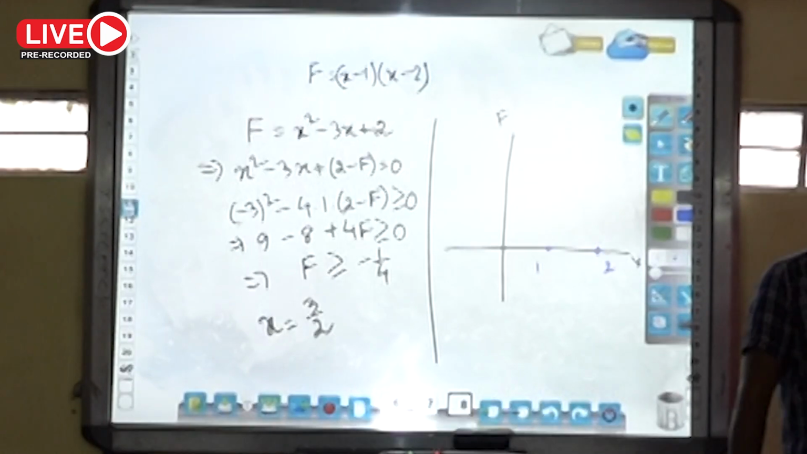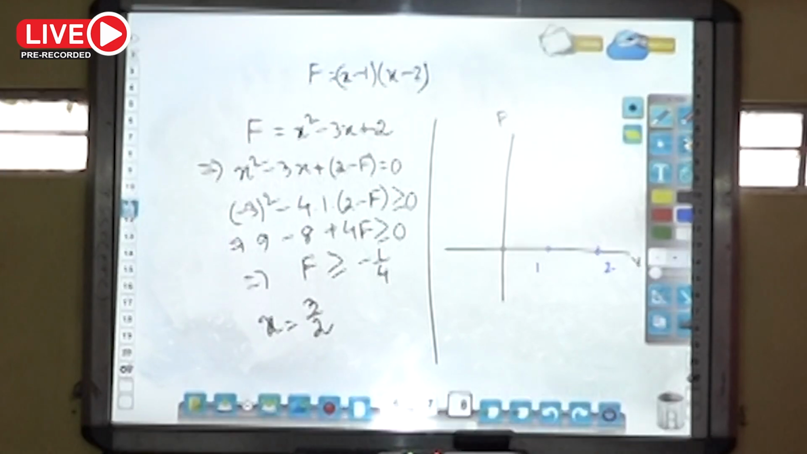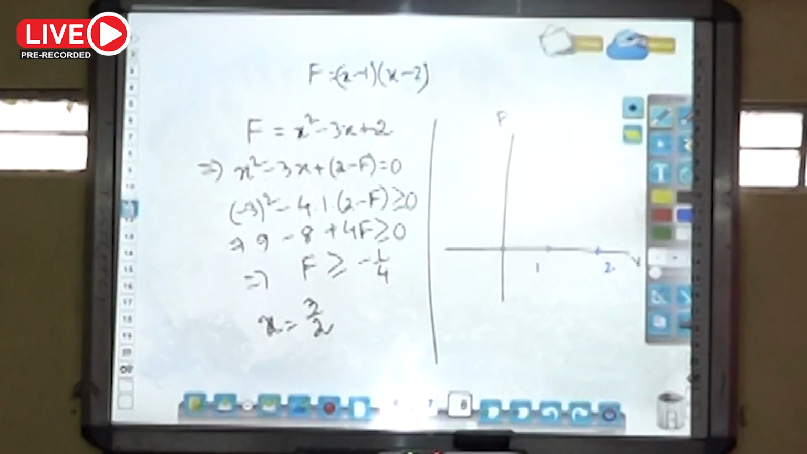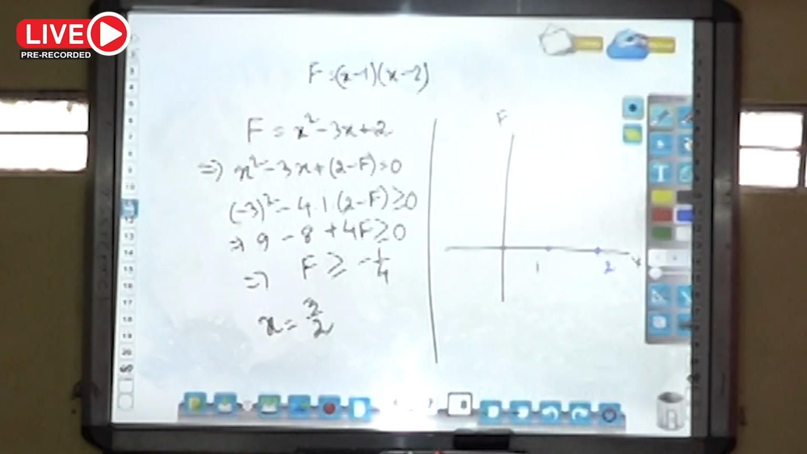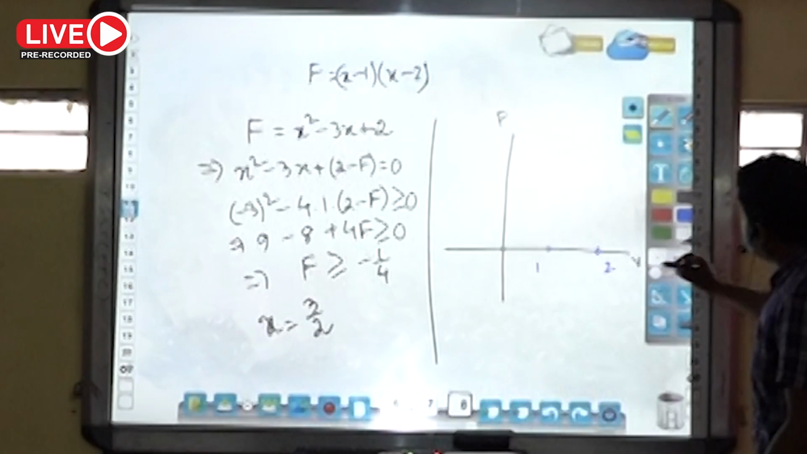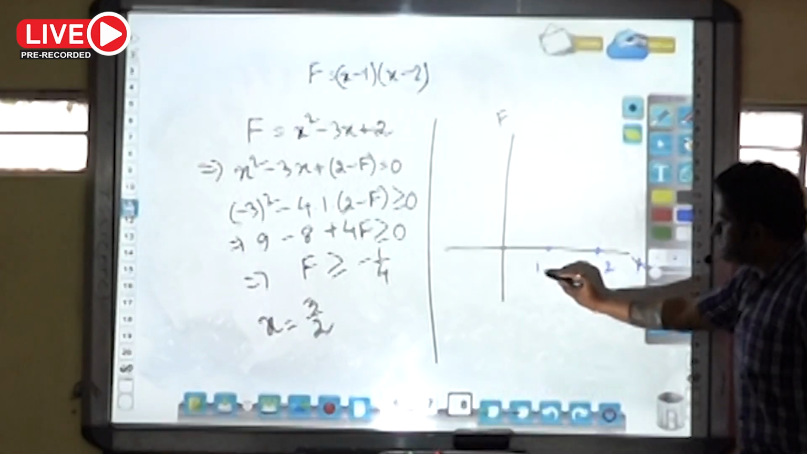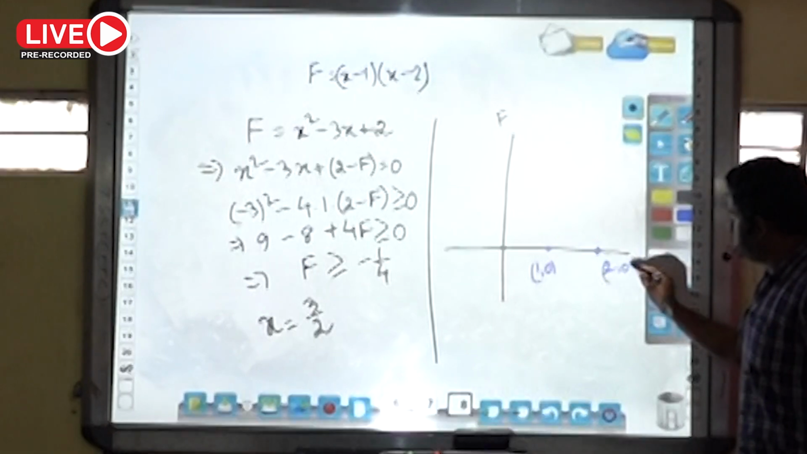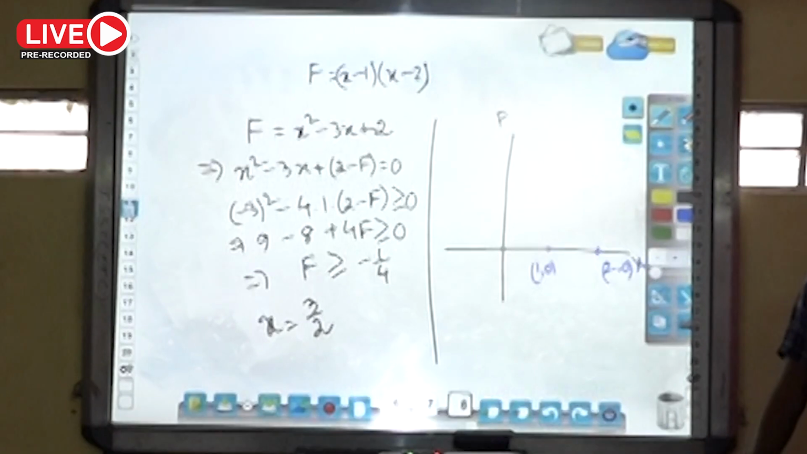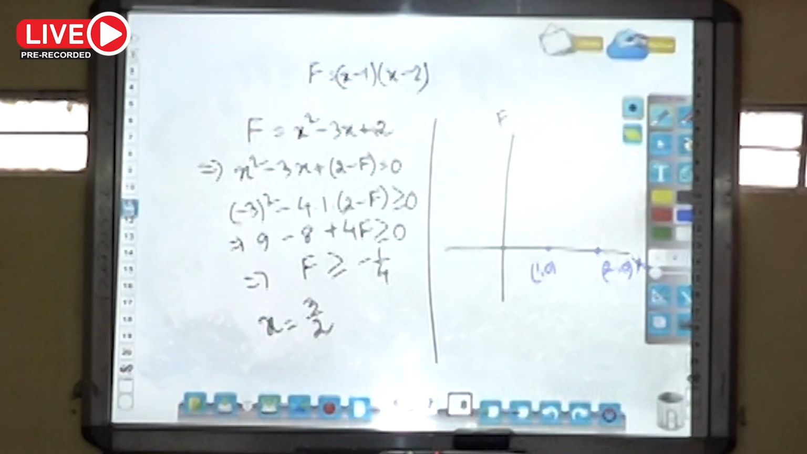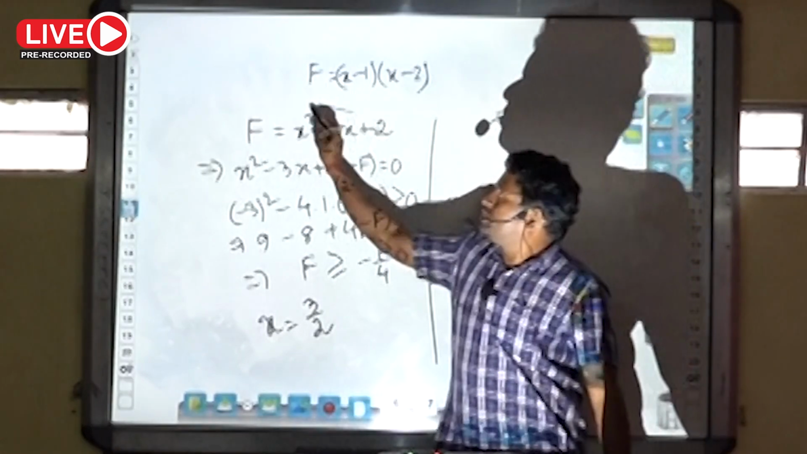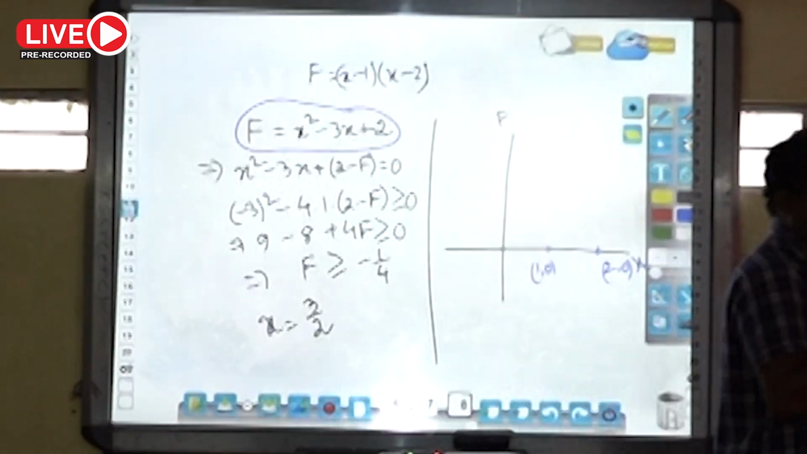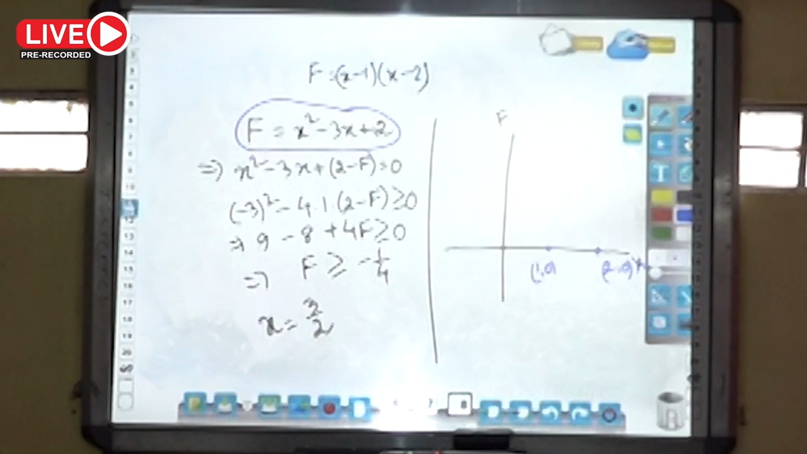This means the graph of f versus x will cut the x-axis at points 1 and 2. So this point's coordinate is (1, 0) and this point's coordinate is (2, 0), because the f value will be 0. Now this equation represents which type of graph? Parabola.